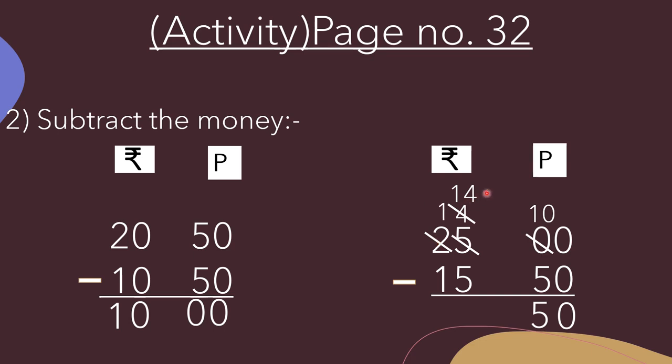So keep 14 in your mind and 5 on your fingers. Now we have to speak backward counting. Let's start: 13, 12, 11, 10, 9. So here we will write 9. Okay, and 1 minus 1 is equal to 0. So what is the answer, beta? That is 9 rupees 50 paise.